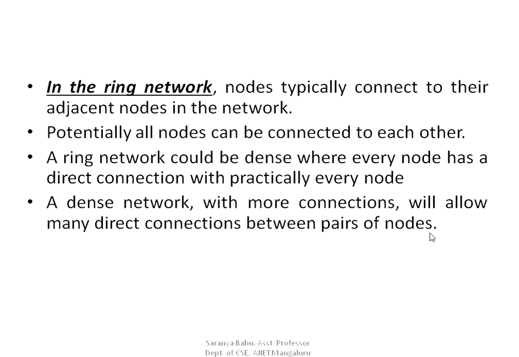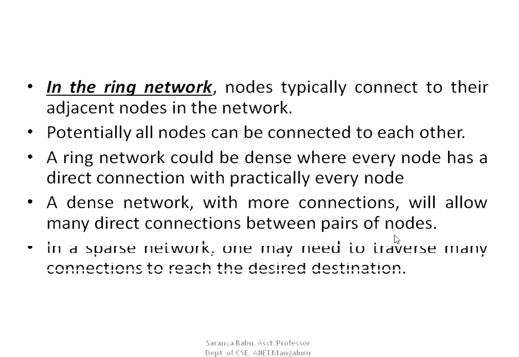So a dense network with more connections will allow many direct connections between pairs of nodes. That's what I said. Clear here? See, in the previous point also I said, if in a ring network every node has a direct connection with every node, then it is going to be dense. Clear? Dense means when each node has a connection with the other nodes. So obviously, a dense network with more connections will allow many direct connections between pairs of nodes.